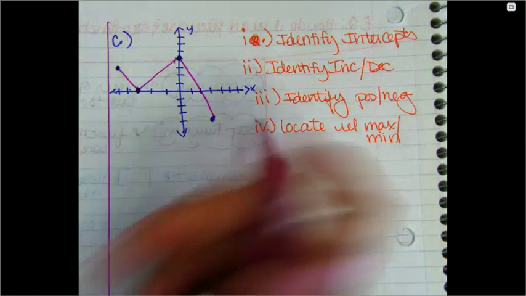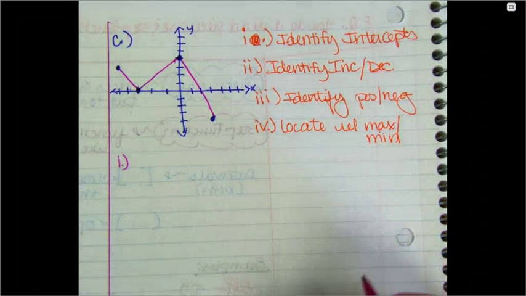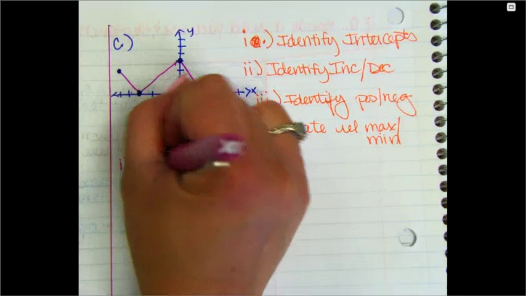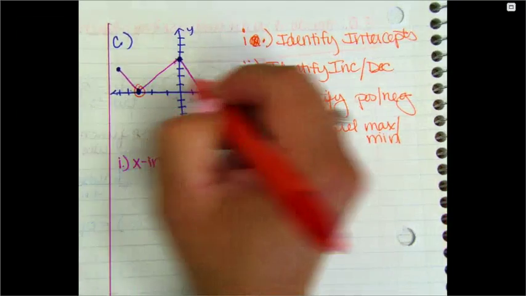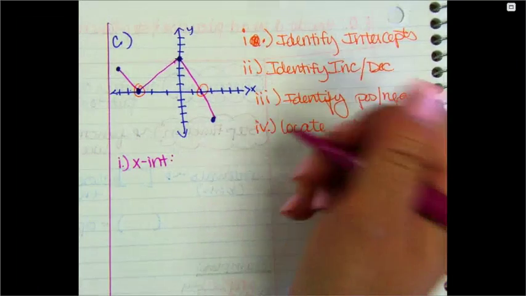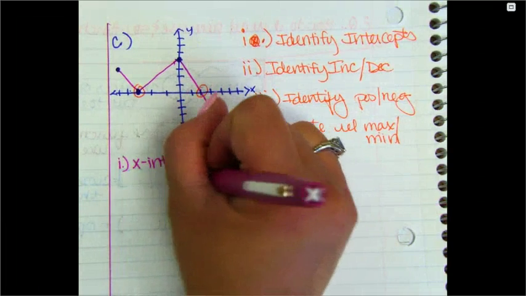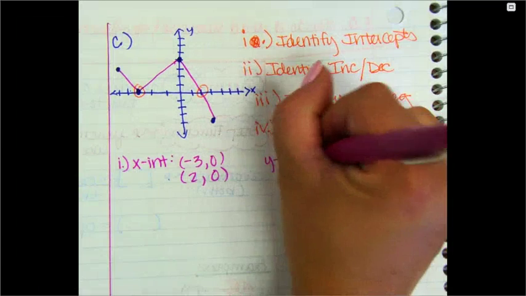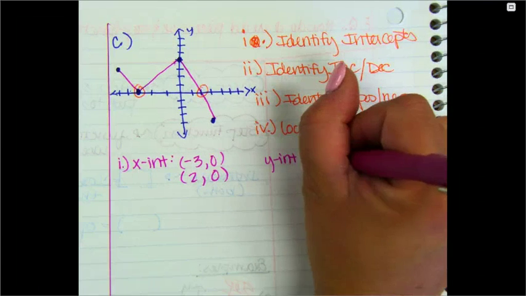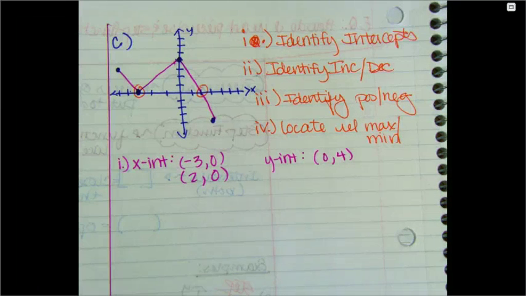Yeah? All right. If I'm looking for intercepts, what kind of intercepts am I looking for? X-intercepts first? Sure, why not? How many x-intercepts do you see? 1 and 2. What are those points? Negative 3, 0, and 2, 0. Good. What's next? Y-intercepts. How many y-intercepts do you see? Just one. What is it? 0, 4. Good.